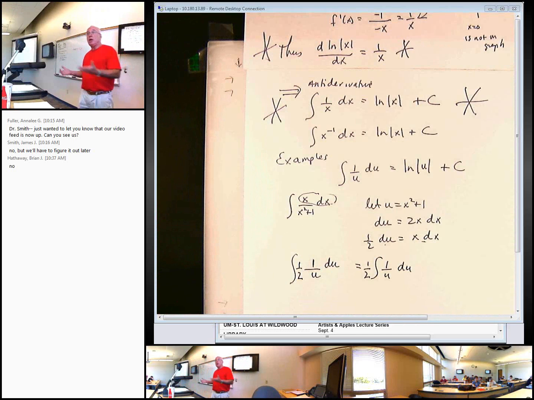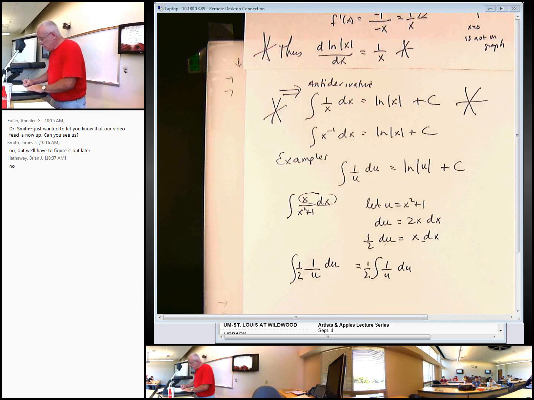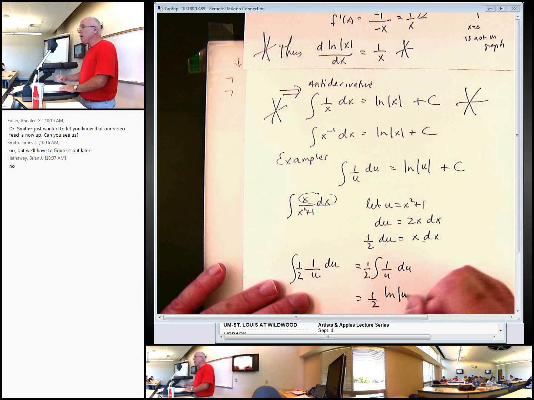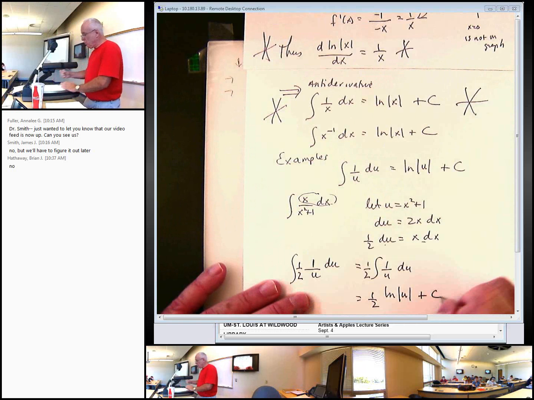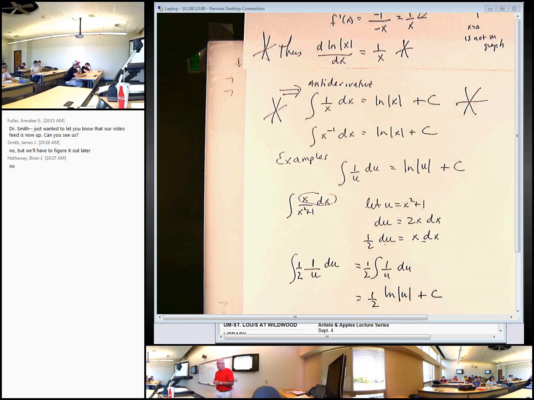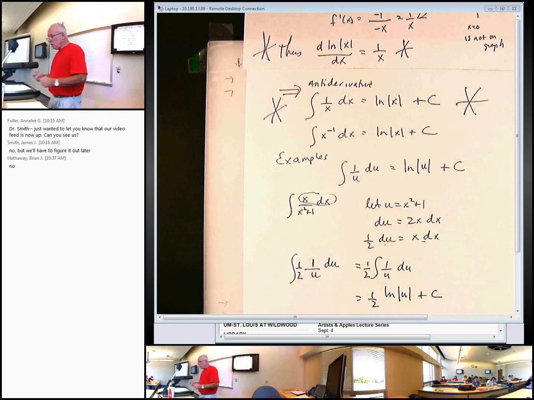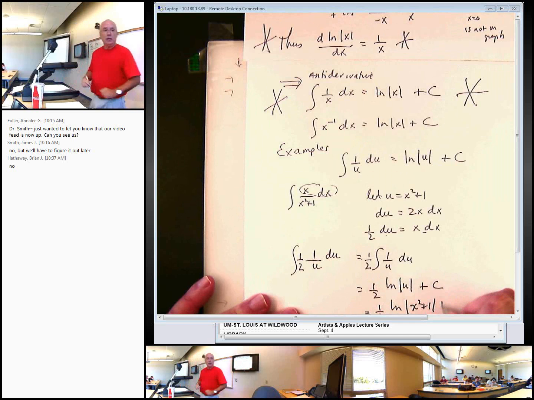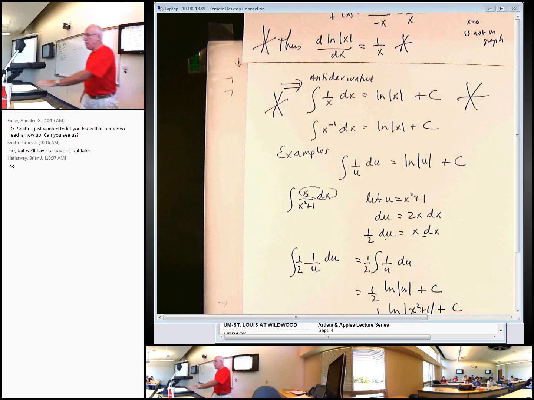And as a result, what we have is the antiderivative of 1 over u. We know how to do that now. So this is equal to 1/2 times the natural log of the absolute value of u plus C, and then replace the u with what we had designated it as, 1/2 times the natural log of the absolute value of x squared plus 1 plus C.